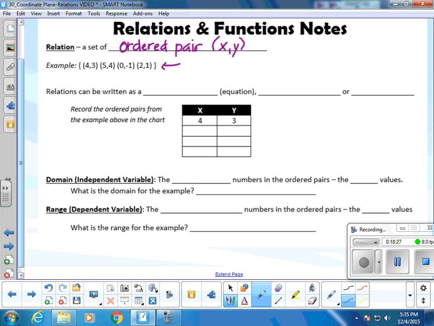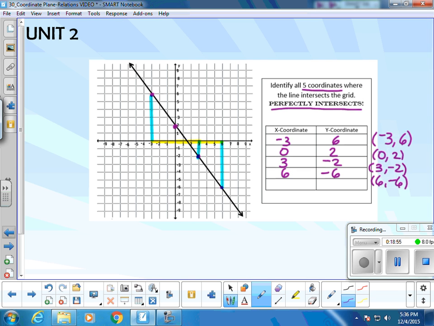Relations can be written, and this is something you need to know, in different ways. They can be written as a function, which is an equation. They can also be written as a list, which is what we have right up above, or they can be listed as a table. What I mean by table is what we just did on this previous screen, where we listed them right here.